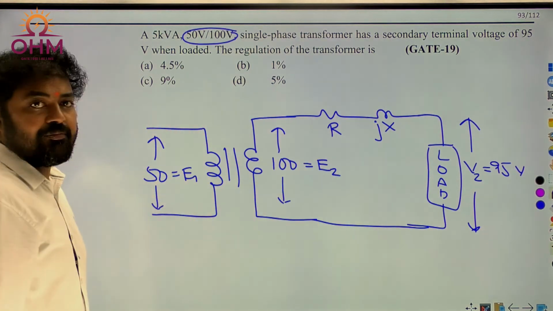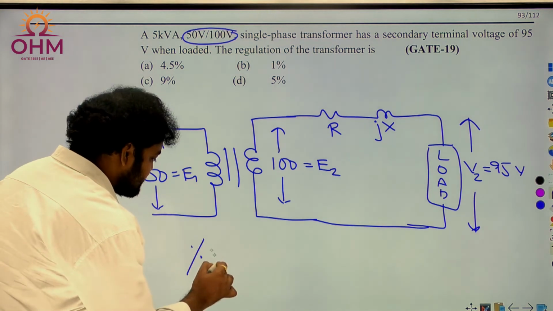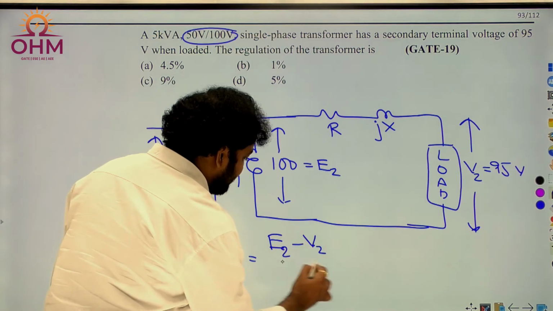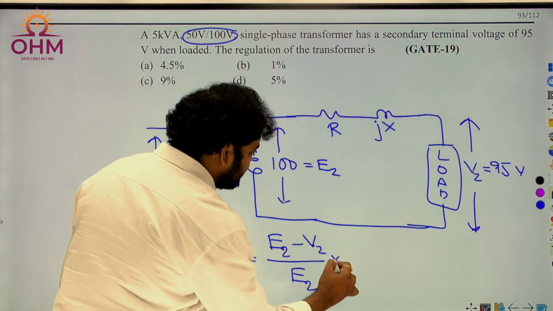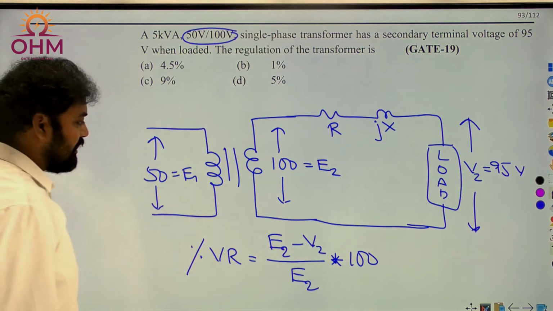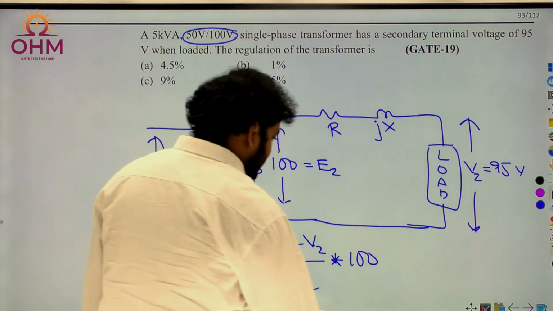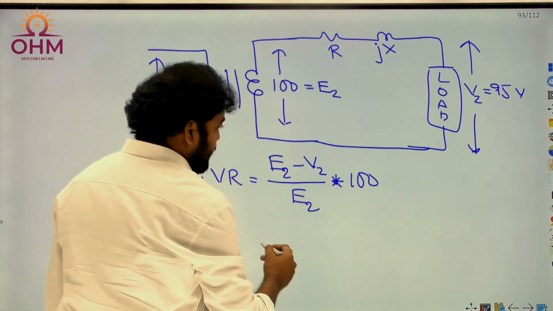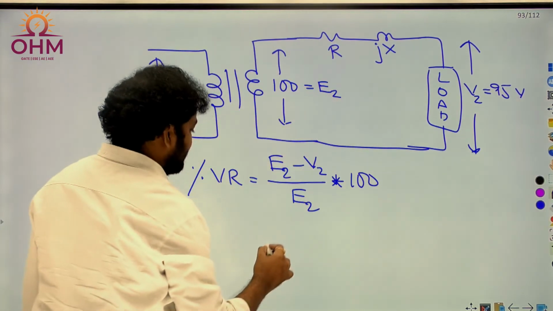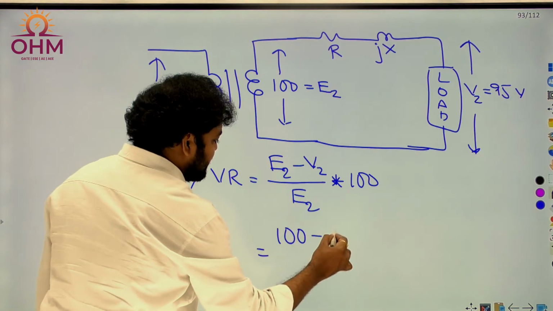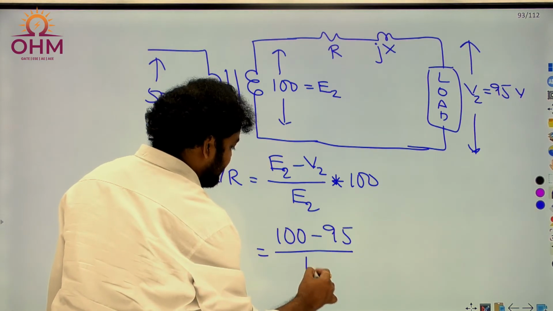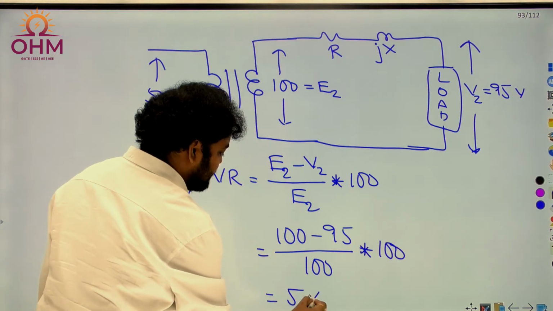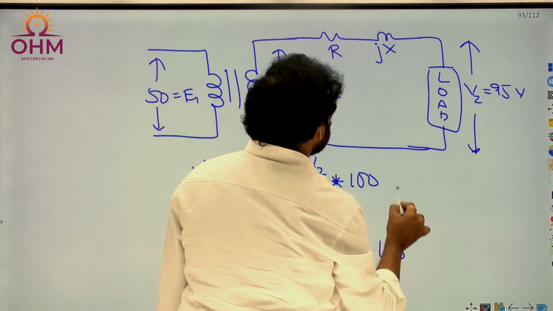Now what is the formula for percentage voltage regulation? Percentage voltage regulation is simply equal to E2 minus V2 divided by E2 into 100. Okay, into 100. And if I substitute the data, yes, E2, that is a secondary induced EMF 100 minus terminal voltage 95 divided by 100. Therefore, the answer is 5%. Okay, simple question, straightforward question.